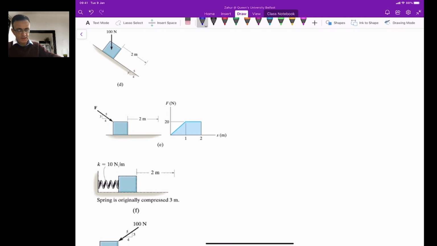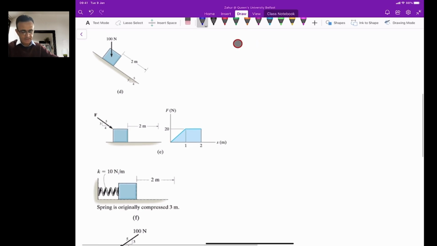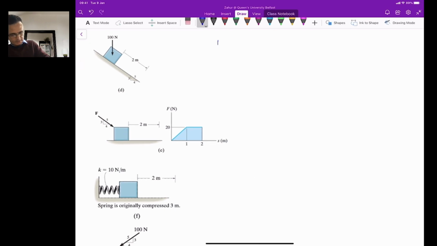Okay, now we can go to case D here. As you can see in case D, the force is in the vertical downward direction, but now the body is on some inclined plane, and it's not in the horizontal direction. The plane is now some incline, and again the body is moving along the plane a distance of 2 meter. So in this case again, you can use the same equation that UF should be equal to the work done by this force.